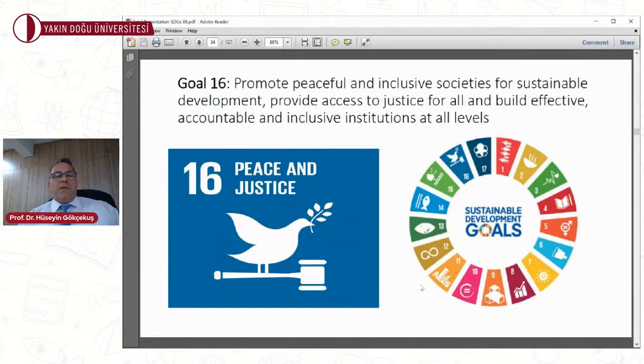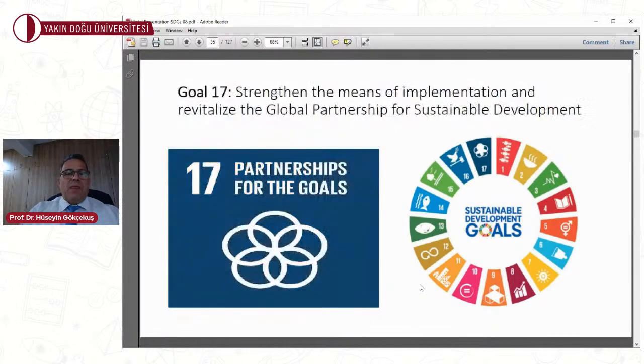Goal 16, peace and justice. Promote peaceful and inclusive societies for sustainable development, provide access to justice for all, and build effective, accountable, and inclusive institutions at all levels. This is the last one. Goal 17, partnership for the goals. Strengthen the means of implementation and revitalize the global partnership for sustainable development.